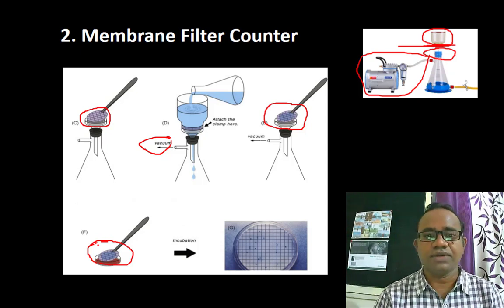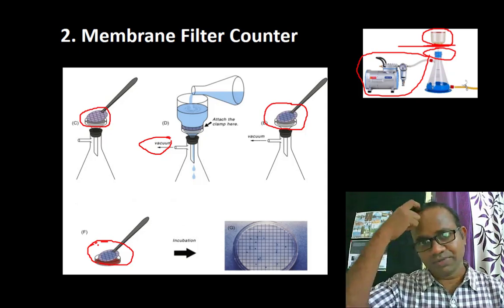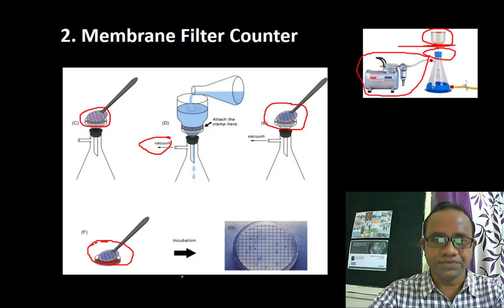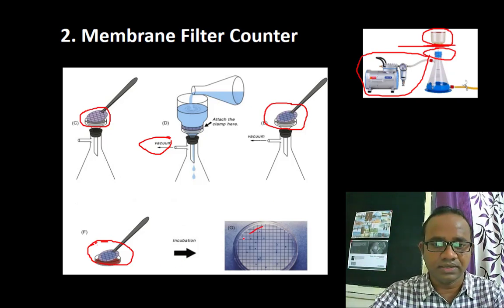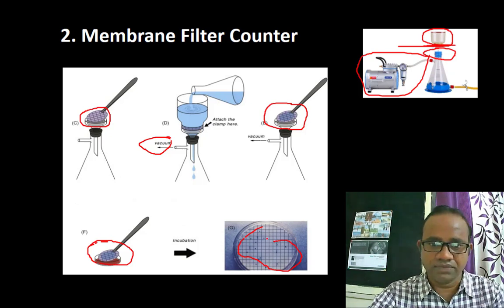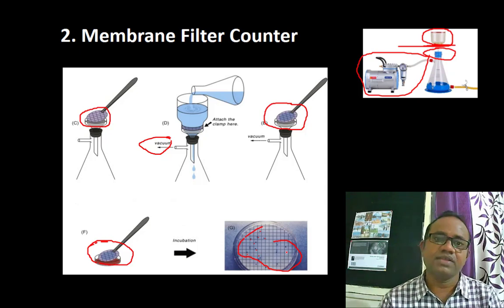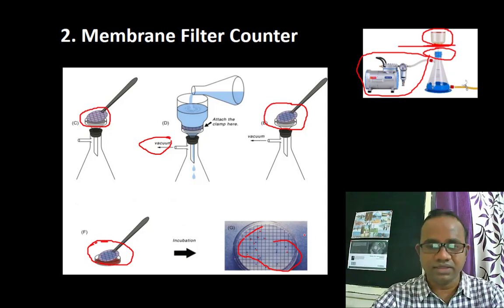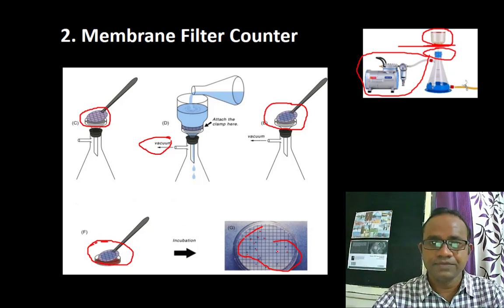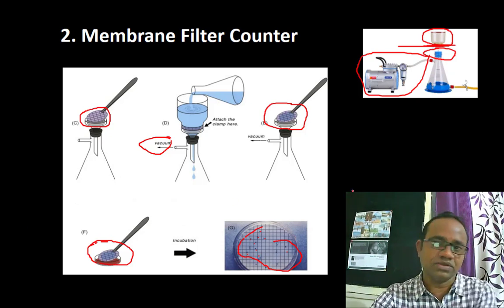Now this nutrient agar plate with the filter paper membrane, after incubation, will give you a particular number of colonies like this here, okay. So these colonies are produced after the incubation. Here we can easily count the number of colonies because they are well isolated colonies. This means the sample consisted of a very small number of bacteria, therefore we get well isolated colonies, right? So this is the membrane filter counting method.